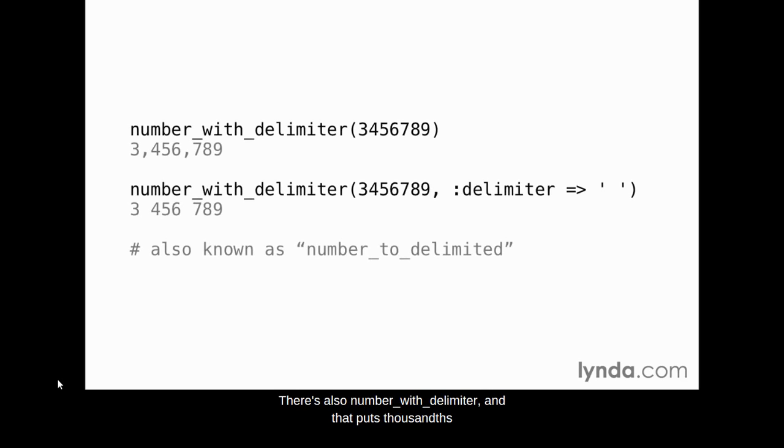There's also number with delimiter, and that puts thousands separator in a number. That's all it does. So we have got 3, 4, 5, 6, 7, 8, 9. Or we can change what that delimiter ought to be if we just want to do spaces, for example. And this also is aliased as number to delimited instead of number with delimiter.